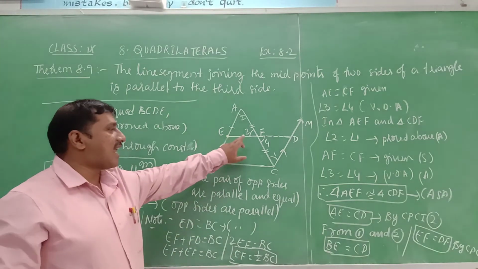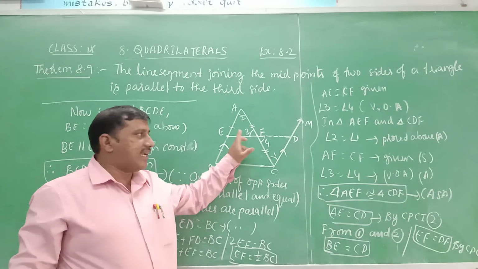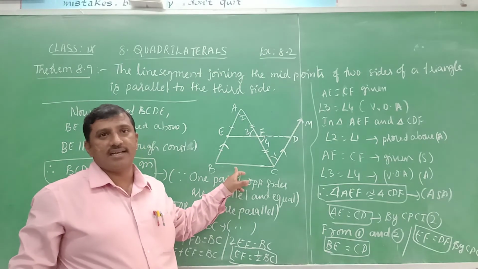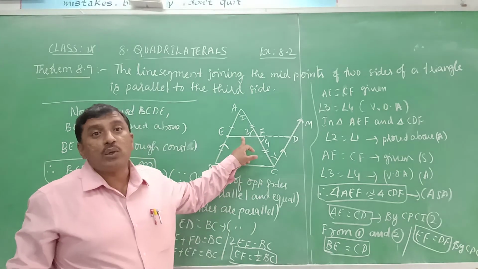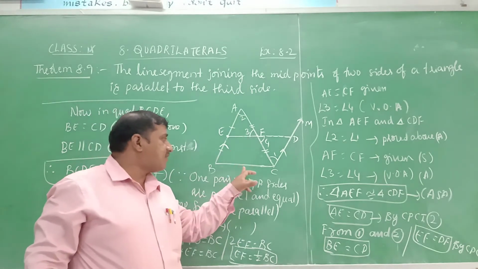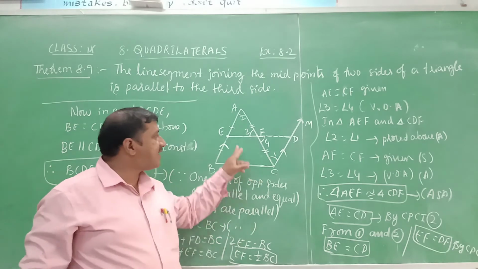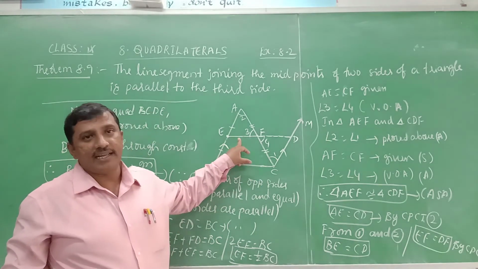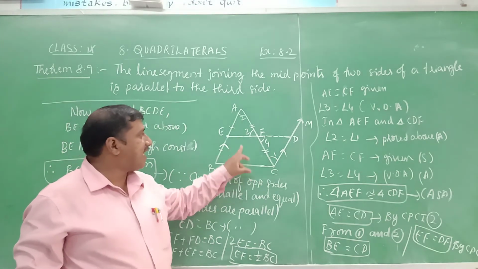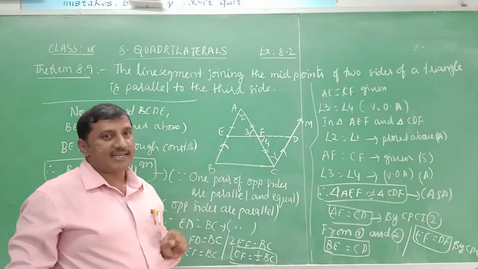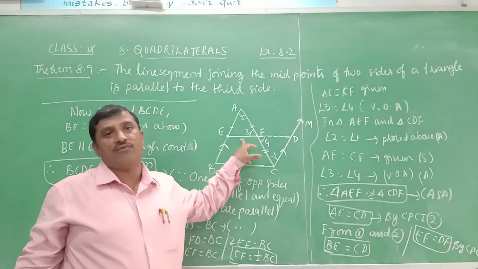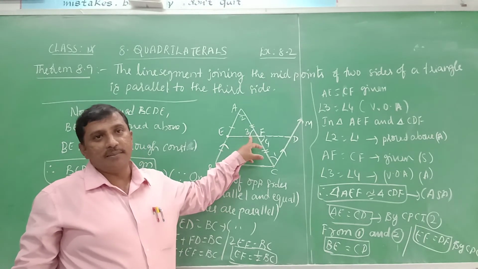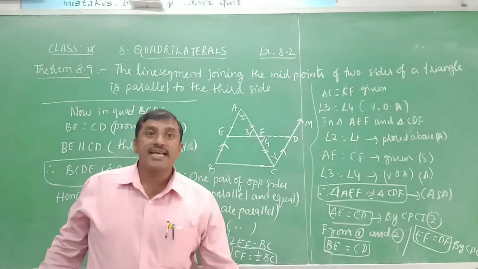That is, the line segment which is joined is half of the third side. If the third side is 4 centimeters, EF will be 2 centimeters. If BC is 6 centimeters, EF will be 3 centimeters, half of it. Or BC is 2 times EF. That is, if EF is 5 centimeters, BC will be 10 centimeters.